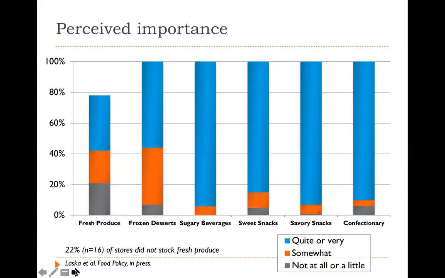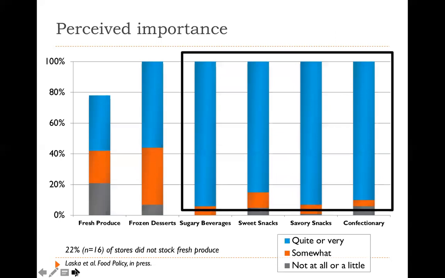And click one more time. What you see here is perceived importance, and the blue portion of the bar is where managers or owners reported that the products were quite or very important in terms of attracting customers. For sugary beverage, sweet snacks, savory snacks, confectionery, these products are really important, maybe a little less so for frozen desserts, and it's not quite the same for fresh produce. But these 4 categories on the right are quite important in terms of customers.